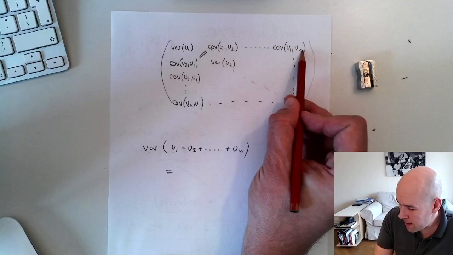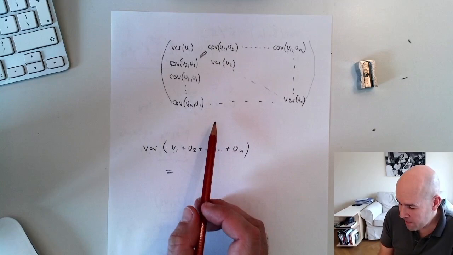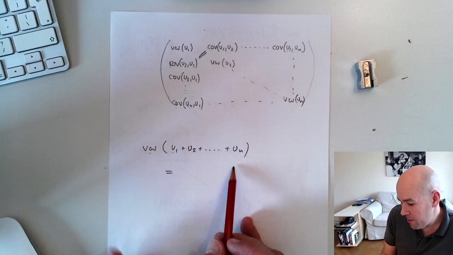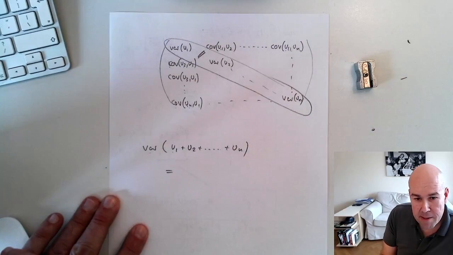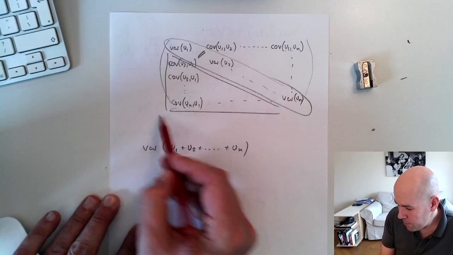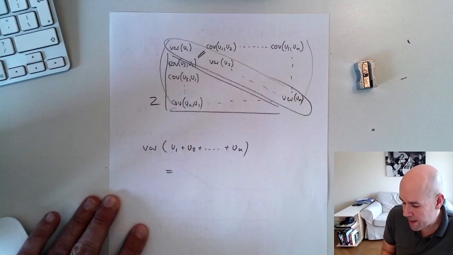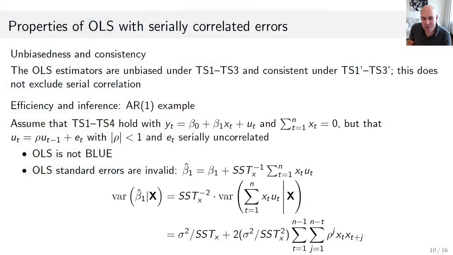So all you have to do when you want to figure out what the variance of a sum is, you can write the variance of a sum as the diagonal elements plus 2 times the off diagonals, either above or below the diagonal. And that is exactly what is actually going on here.